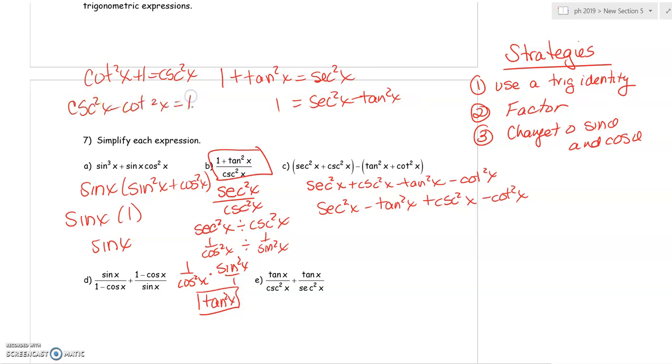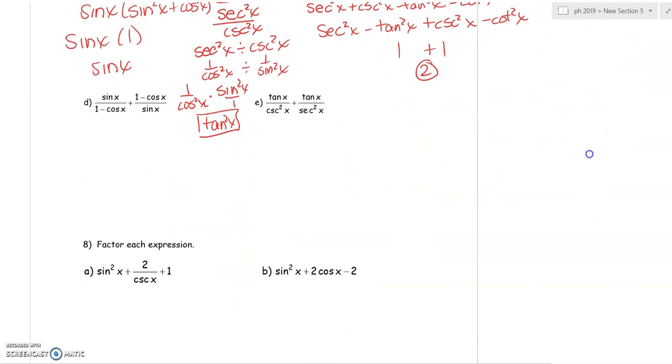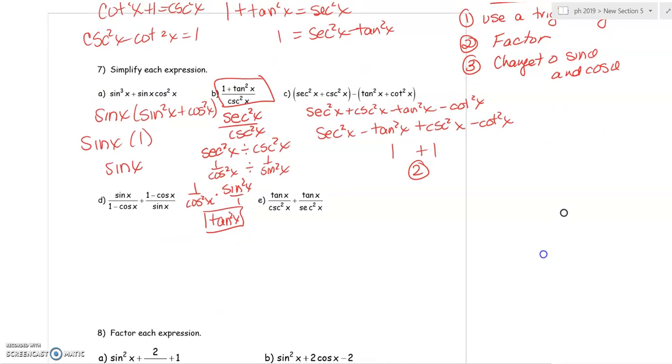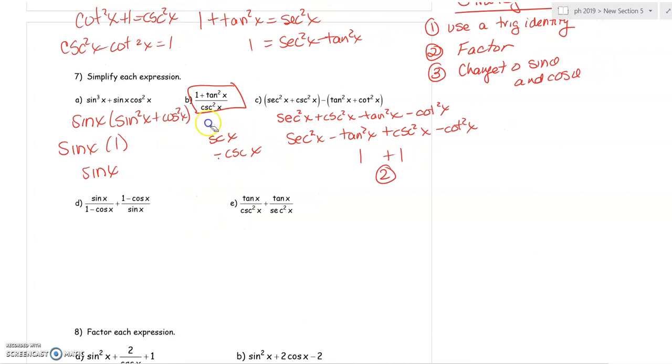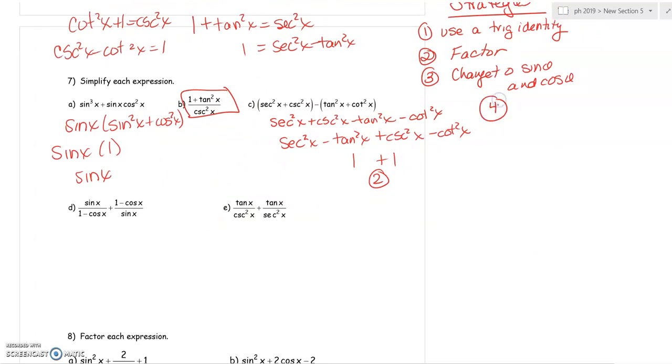Let's go ahead and try the next example. Here we go. For D, we're going to add to our strategy. I'm going to erase that to get a little more space. So notice another strategy: what's more simple, 1 fraction or 2? Well, I would think 1 fraction. So you may want to get a common denominator to add 2 fractions together.